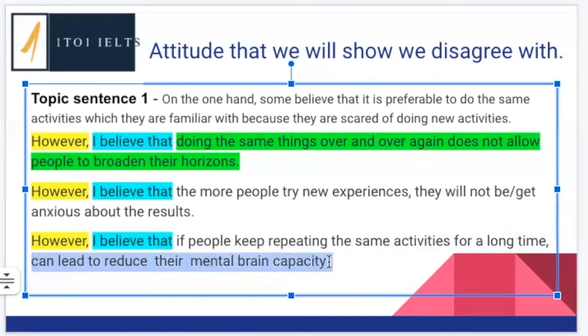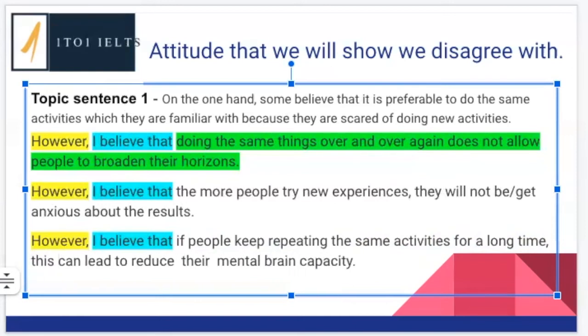So if we look here, what are we missing at the moment? We have no subject because we start with a verb, so we have to have a subject. So if people keep repeating the same activities for a long time, it or this, yeah, we're talking about a situation that this tends to be better. This can lead to reduce. So I think just simply this can reduce because the possibility is talking about, is referring to the reduce. So this can reduce.